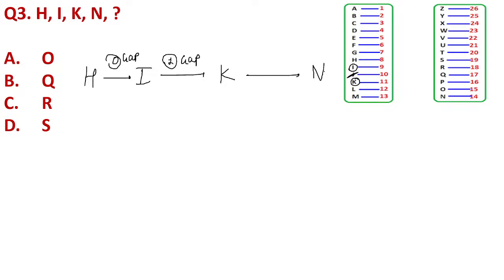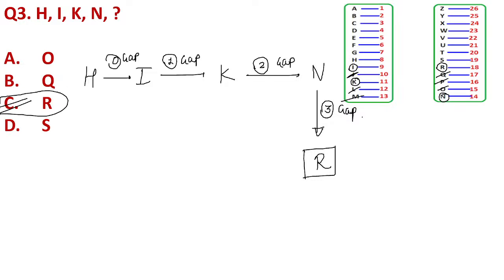In between K and N, there is a gap of how many letters, students? In between K and N, there is a gap of two letters, correct? So, between the letter N and the upcoming answer, there should be a gap of three letters. So look here. N is the letter, first gap, second gap, and third gap. What will be the letter, student? R will be the letter. So R is the correct answer for the given question. Clear? Everyone is clear?